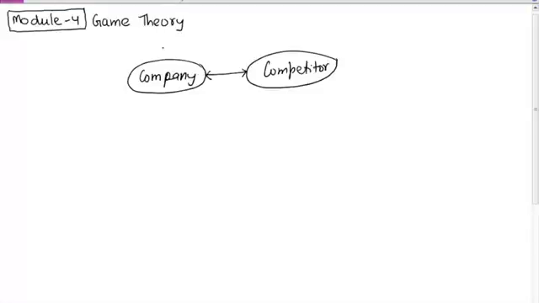If we call this company X and competitor Y, so obviously X many times looks at what options or strategies competitor Y is choosing, and accordingly they may adjust their strategies. Basically, this type of situation can be modeled very easily using concepts in game theory. So game theory is very well suited for this type of situation.